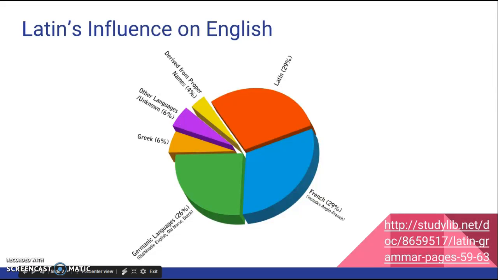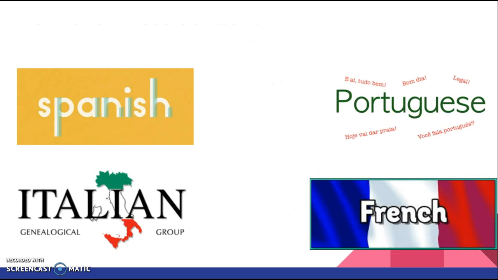Did you know that the English language today is actually less than 10% real English? Ever wondered how the English language got to how it is today? One of the answers lies within the Romance languages: Spanish, Italian, Portuguese, and French. All of these languages have the same root, Latin.